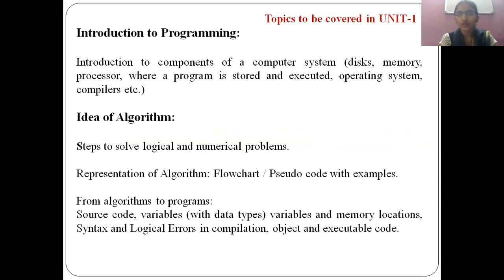So as you can see, in the first unit, we are going to discuss about the basic components of a computer system. Then we'll discuss how to create and run a program. Then we'll learn about what is an algorithm, what is a flowchart. Then we'll discuss about what are variables, what are different data types in C. This is our first unit basically.